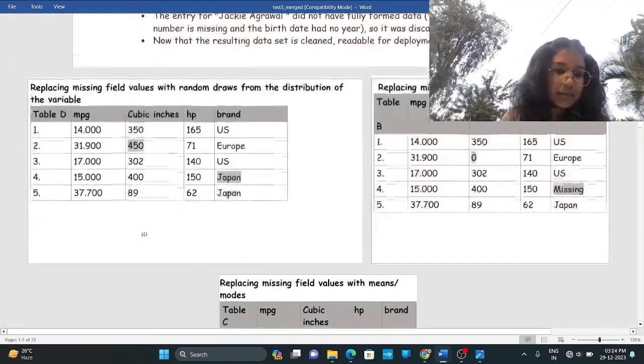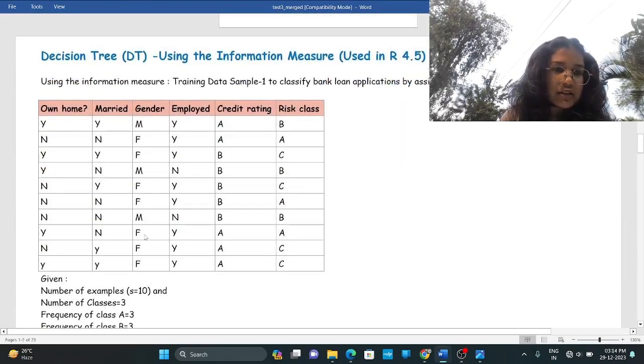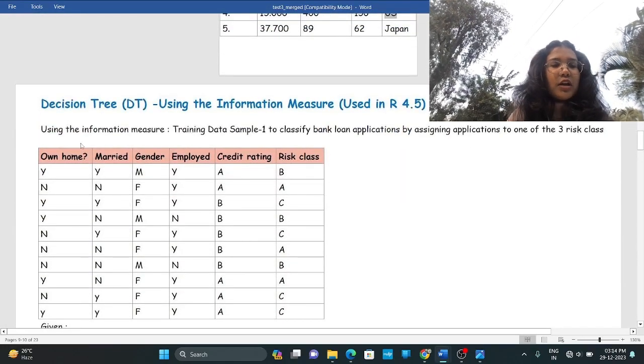Question number 4, classify bank loan application by assigning application to one of the three risk classes. Use entropy and information gain approach. And question number 5 is the same: compare the attribute for classification of bank loan application by assigning application to one of the three risk classes. Use Gini index and information gain. Let's start our discussion for question number 4.